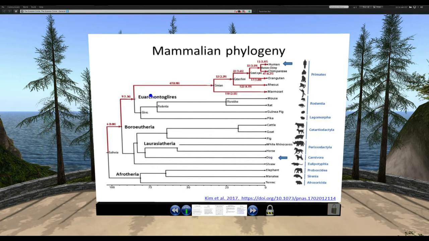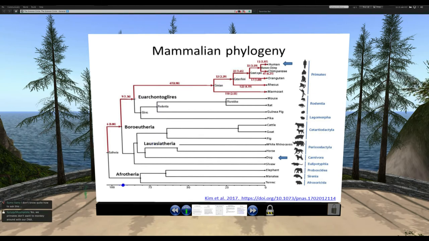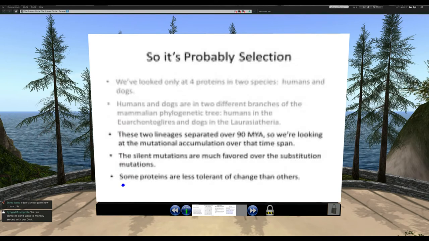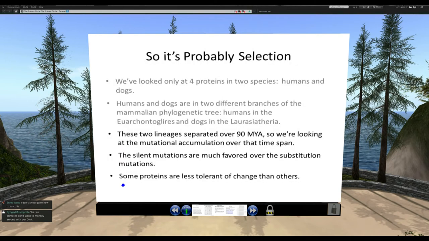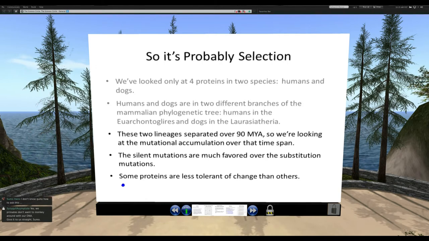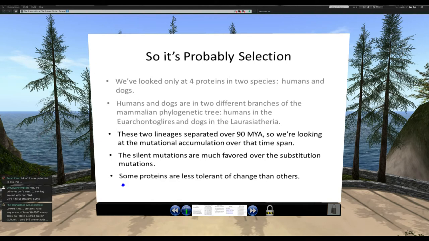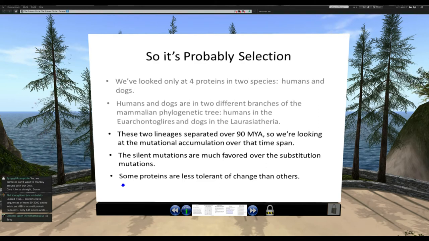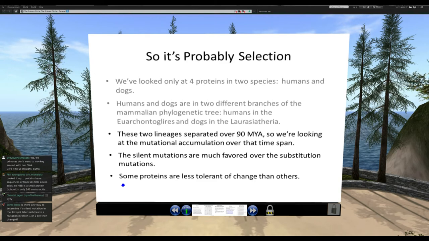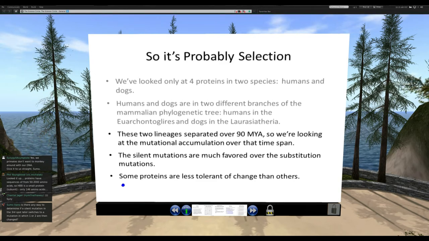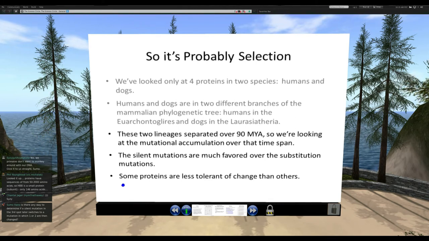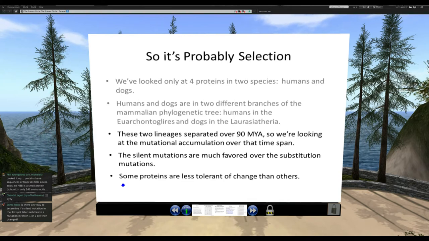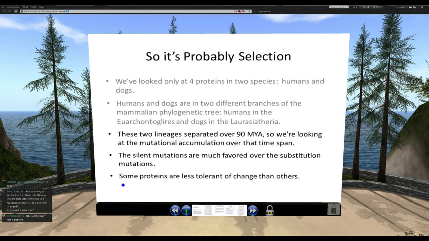So the Euarchontoglires and the Laurasiatheria diverged from each other about 90 million years ago. So they've been separate for a long, long time, a lot of time to accumulate mutations. And yet we only see a number of silent mutations plus just a few amino acid changes. That's just a reflection of the tolerance of proteins for amino acid changes in their sequence. Some proteins are more tolerant of change than others. For example, the histones are very intolerant of change. The histones in all species are very similar. So if you change one of those, you're going to break the protein. But amelogenin and rhodopsin and beta globin are relatively tolerant of some change.